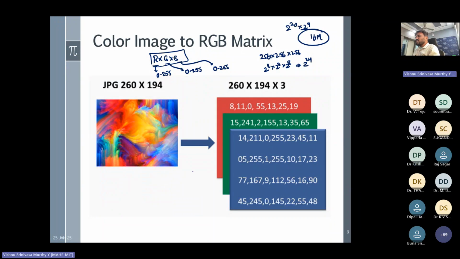In this case, an image is represented with m by n by 3. These three indicate the 3 dimensions: red, green, and blue. So it is the red portion, the green portion, and the blue portion of the same image. That means this particular value is 8 points of red, 15 points of green, and 14 points of blue, which is equivalent to this particular portion. Understood? This is the representation.